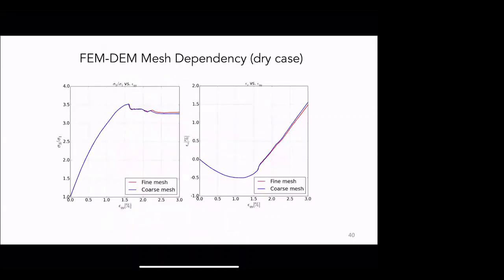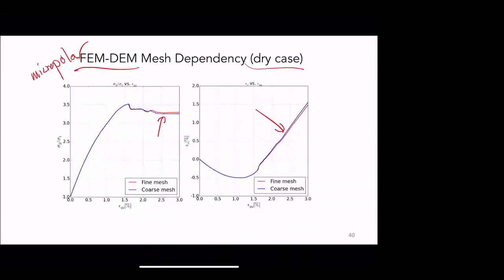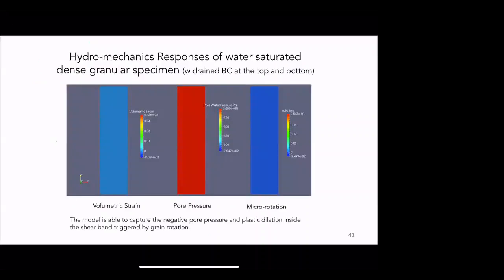Okay, and what we immediately see, for the dry case at least, is that the DM FEM for the micropolar case is actually not that sensitive to the length scale. Okay, so this is a fine mesh, this is a coarse mesh. The fine mesh is obtained from one refinement of the coarse mesh. You can see that the macroscopic response is almost identical, with a little bit of difference because the fine mesh has more ability to resolve the stress concentrations at the boundary.